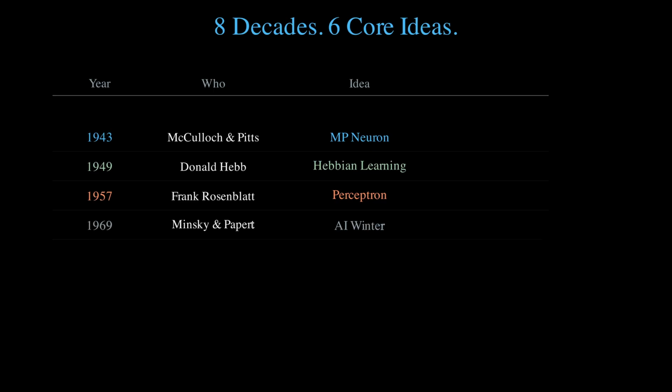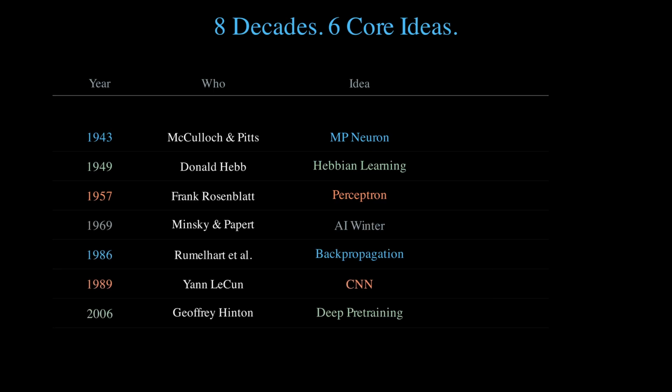From a binary threshold to transformers, 80 years with 6 core ideas. The neuron, Hebbian learning, the perceptron, backpropagation, convolution, and finally, attention. That's the whole stack. Keep building.